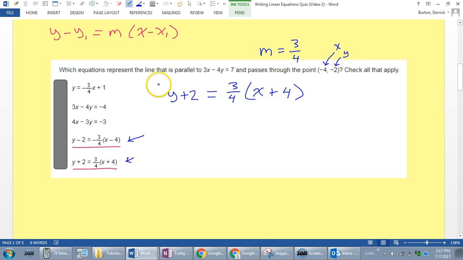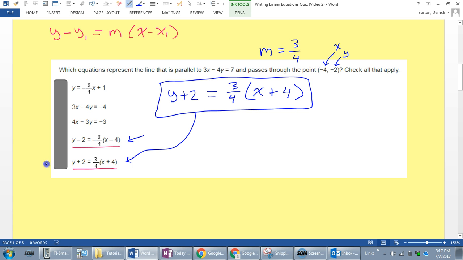So look, using this form, this is an equation of the line. So let's see, does this match anything? I have y plus 2 equals 3/4 times x plus 4. That matches this bottom one perfectly. So that means the bottom one is definitely going to be one of the answers. Now looking at the next one above, it has the wrong slope and the wrong signs, so I know that is not going to be one of the answers. So I'm going to forget about that.